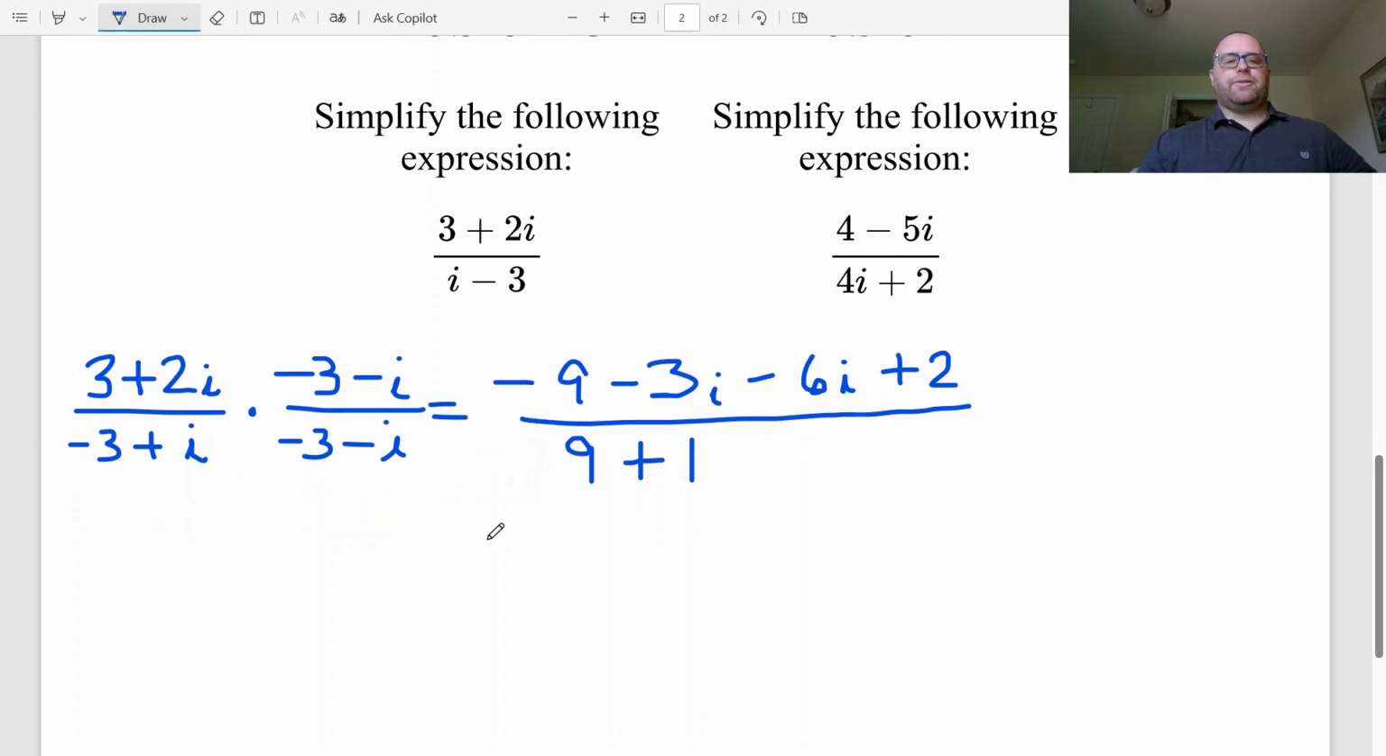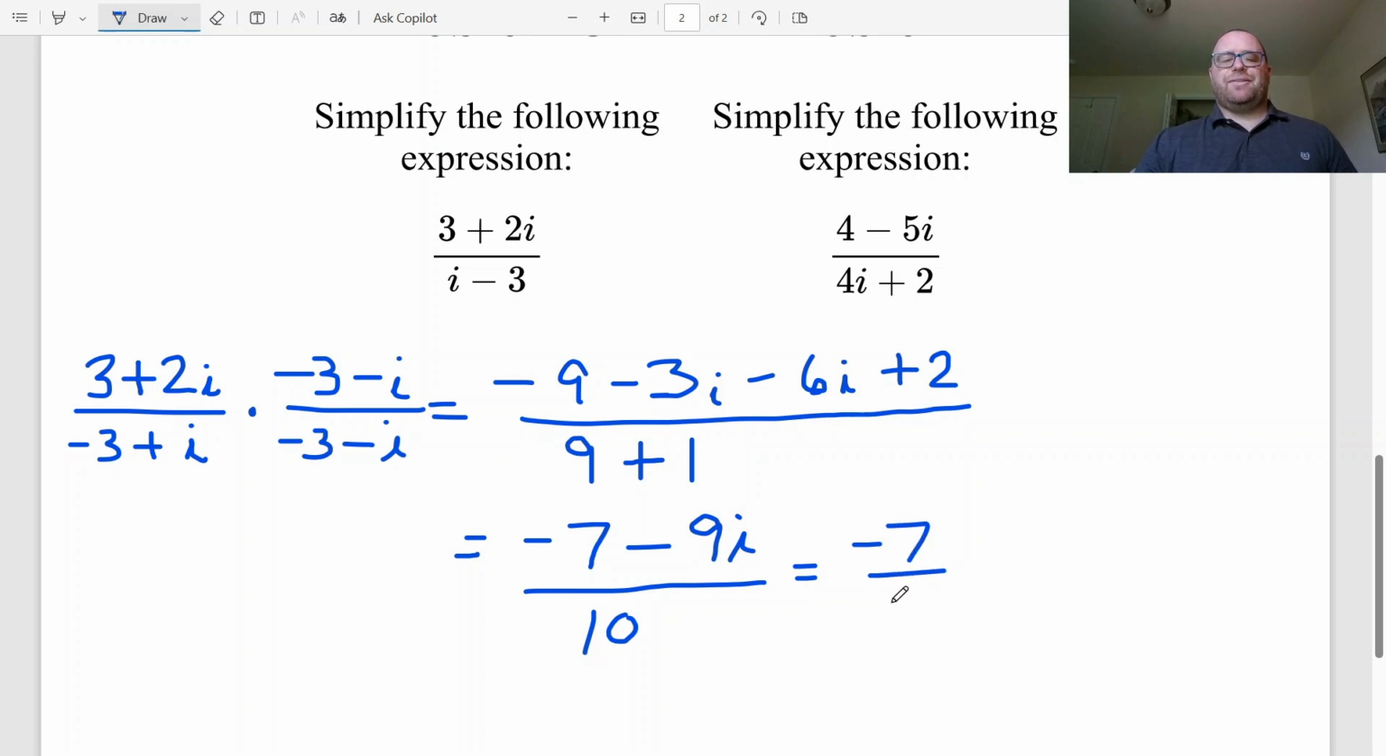All right, so we want to combine our like terms here. So we can add negative 9 and 2 to get negative 7. And we have minus 9i. We combine the 3i and the negative 3i and the negative 6i. And that's over 10. Now, if we want to split this apart, this is going to be negative 7 tenths, and then just minus 9 tenths i. Like so. Okay, hopefully you got that one.